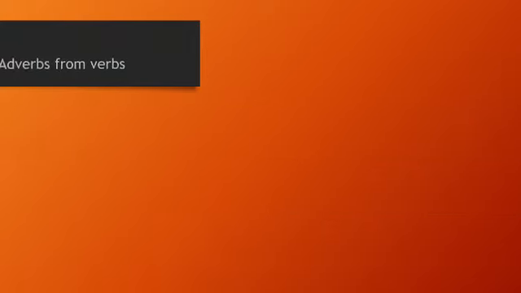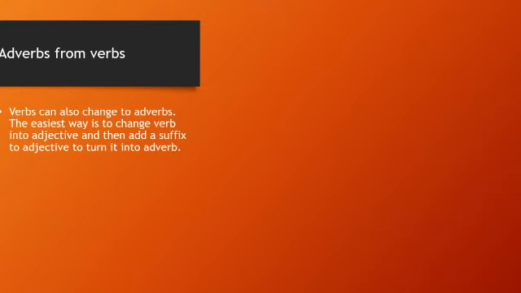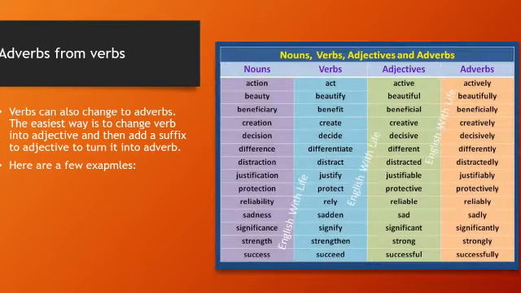The next one is adverbs from verbs. How we can form adverbs from our verbs. To form adverbs from verbs, we have to change the verb into an adjective and then we add a suffix to change it into an adverb. A few examples you can see here. We have 4 parts of speech here: nouns, then verbs, then adjectives and the adverbs. Action, the verb of action is act, then active and actively.